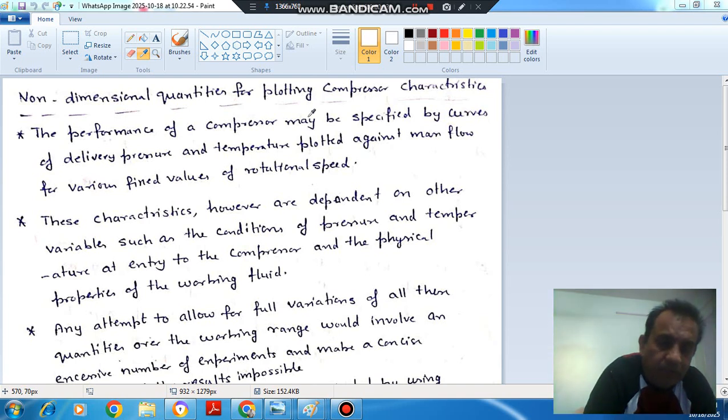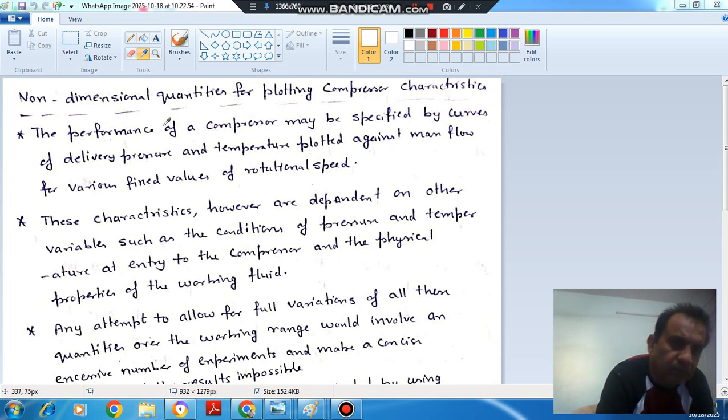Hello, welcome again. We are covering the topic centrifugal compressor for civil services main IFS and Gate Aerospace exam. And the next subtopic is non-dimensional quantities for plotting compressor characteristics. So we'll plot the compressor characteristics, but first we'll study the non-dimensional quantities required for plotting compressor characteristics.